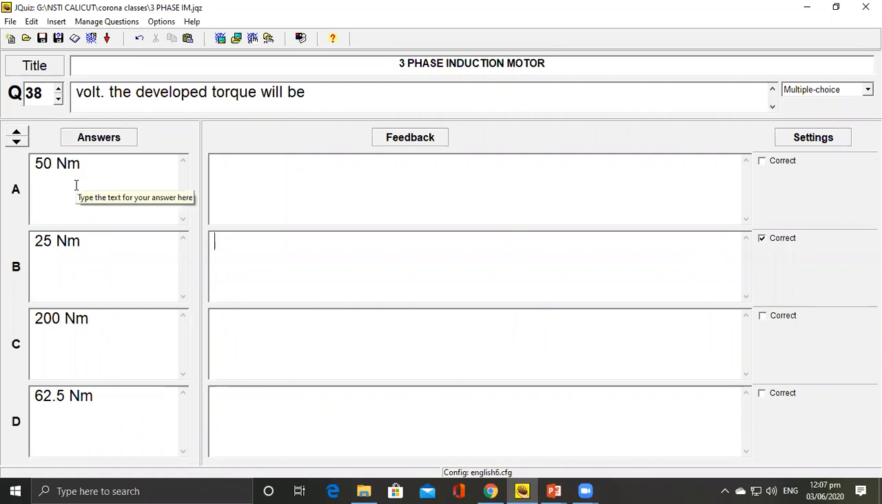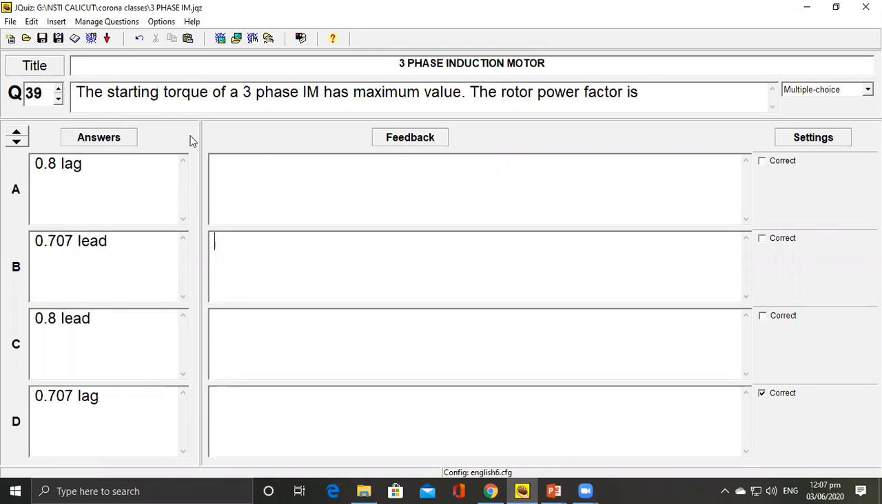Okay, this is an important question. It's also one important question you can normally see in multiple choice question exams. So the next one: the starting torque of a three-phase induction motor has maximum value. The rotor power factor is a tricky question, so you have to understand one thing.